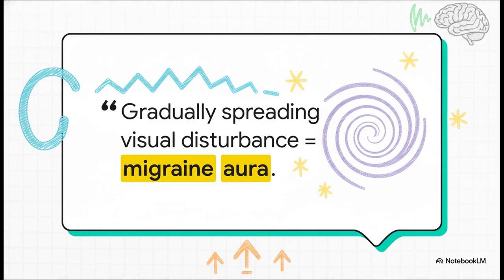So this is the key concept. You have got to burn this into your brain for the exam. If you read a question that describes a visual disturbance that spreads gradually, that marches or expands over minutes, the answer is migraine aura, period. And that's true even if they never mention a headache. This little nugget right here is a total game changer on test day.